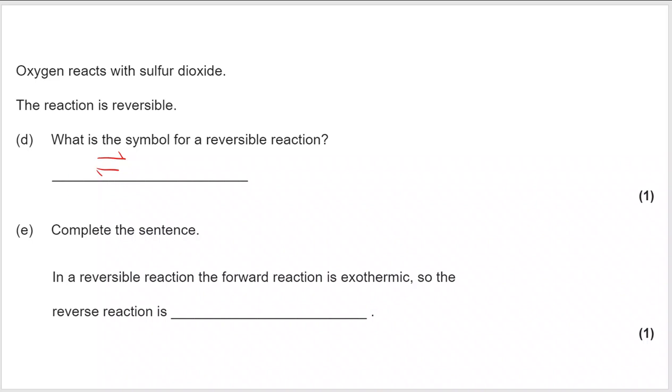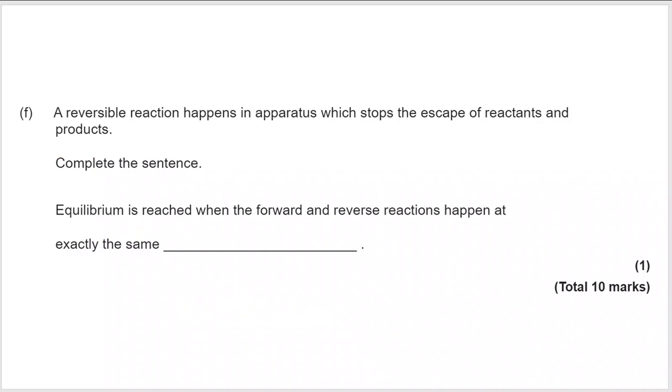In a reversible reaction, if the forward reaction is exothermic, the reverse reaction is endothermic. It will be the same magnitude, but one will be a negative energy change, exothermic. The reverse will be a positive energy change, endothermic. And finally, a reversible reaction happens in apparatus which stops the escape of reactants and products. Equilibrium is reached when the forward and reverse reactions happen at exactly the same rate. And that takes us to the end of the question.